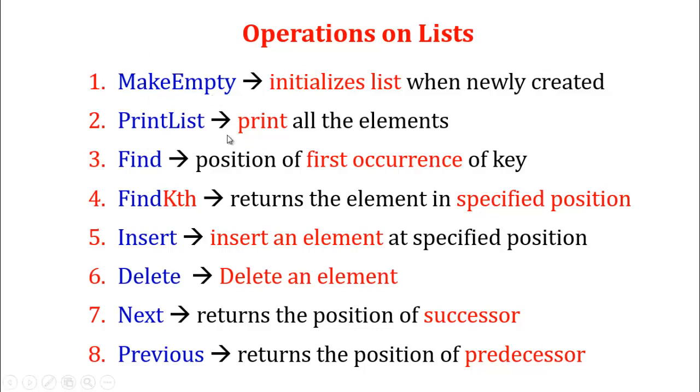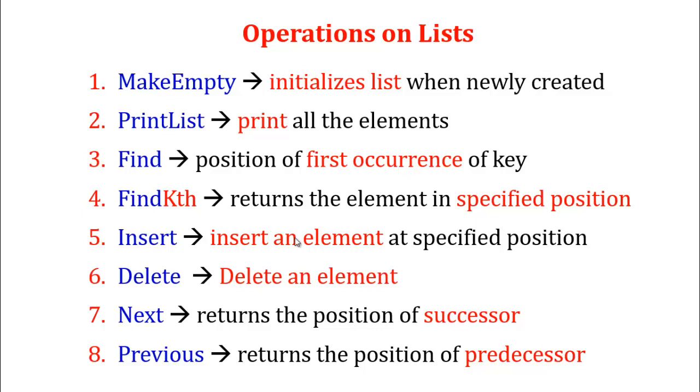Print list: print all the elements present in the list. Find: find the position of the first occurrence of the key. Take an example: if I have 1, 2, 3, 4, 5, 5 and I am going to find 5, it finds the first occurrence of the key present in the list. That is called find. It prints the position of the first occurrence, that is, at which position the corresponding element is present in the list.